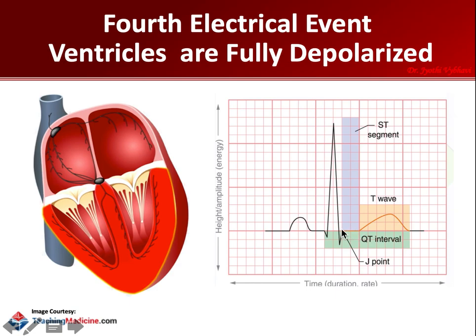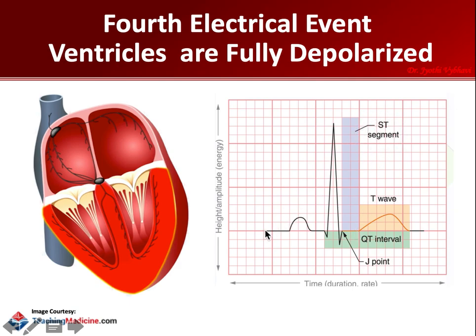This represents the complete ventricular depolarization, since the entire cardiac tissue inside has become positive now. So there is no electrical difference, and electrodes cannot pick that up, and there is no electrical activity. It's just shown as an isoelectric line. So it shows the complete ventricular depolarization. This is called the ST segment.